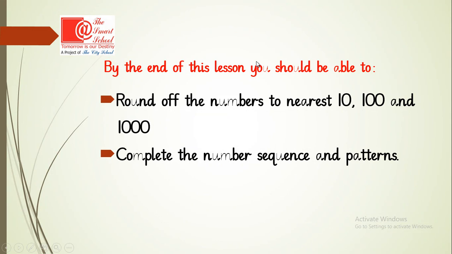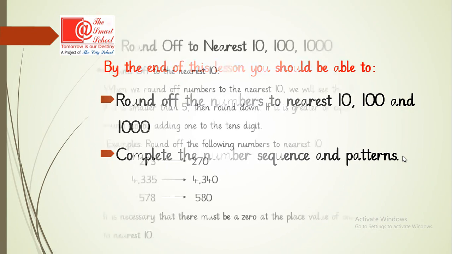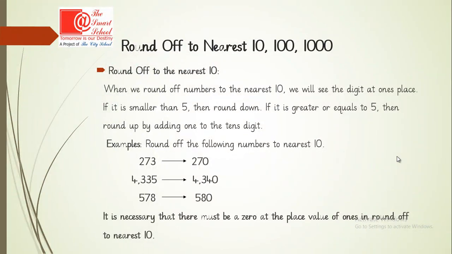By the end of this lesson, you should be able to round up the numbers to nearest 10, 100 and 1000, and complete the number sequence and patterns. Round off and estimation and approximation are almost the same things, but in estimation and approximation we just estimate randomly, but round off we do with some specific rules. We did round off to nearest 10 and 100 in our previous classes, but I want to reinforce it.